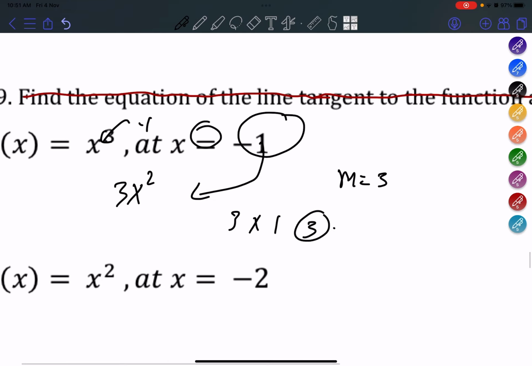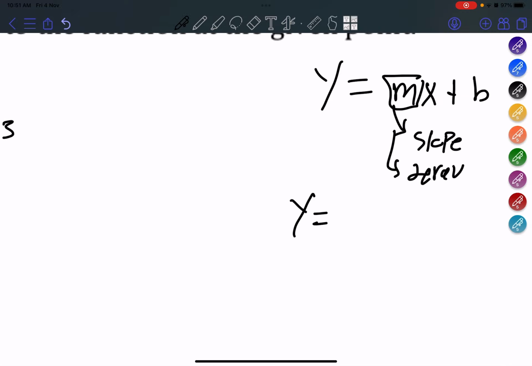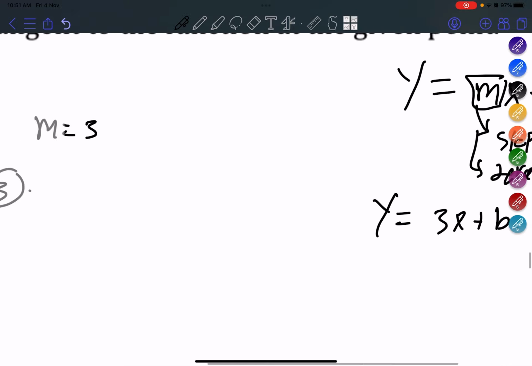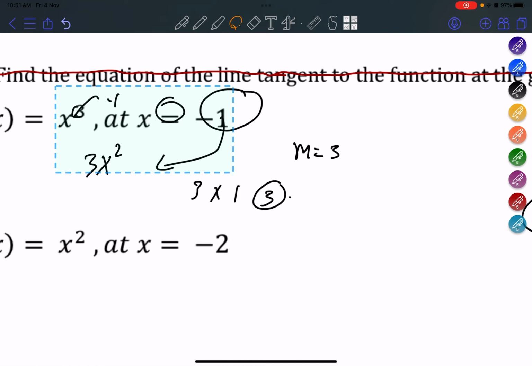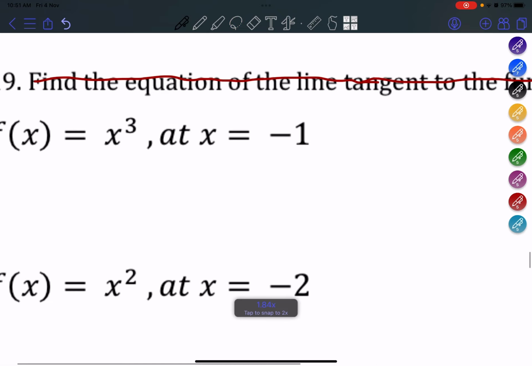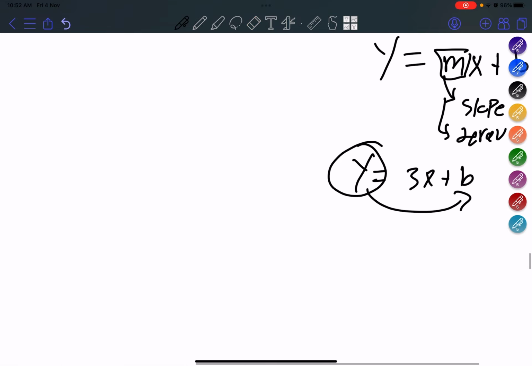So let's write it here, y equals 3x plus b. Now let's first find y in order to find b. In order to find y, we will just substitute for the value of x right away. So negative 1 cubed will still be negative 1, since it's an odd power, the sign will not change. So it will become negative 1 equals 3x plus b.